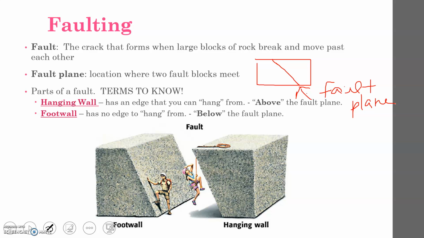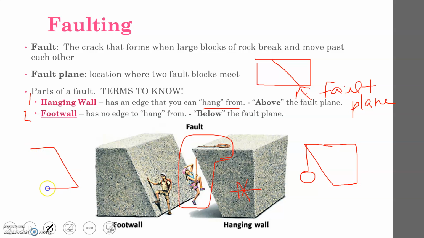Okay? So there are two terms and two parts of a fault that you must know. The first term is hanging wall. The second term is footwall. When we're talking about a hanging wall, we're talking about a wall that basically allows a swing or a rope to hang from it. So hang above. This right here is the hanging wall because you can see she is hanging on this rope right here. The second wall is a footwall. It's called a footwall because it has no edge to hang from.